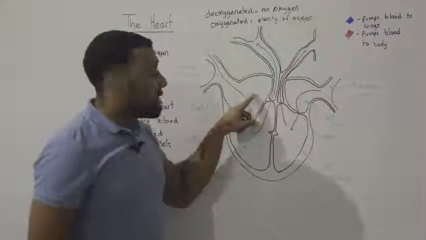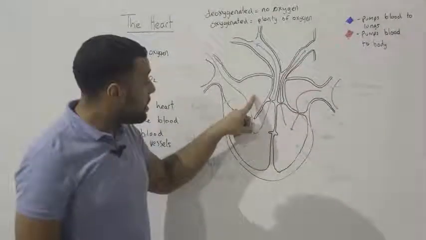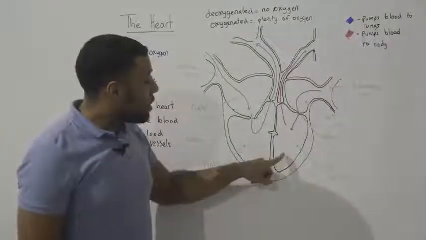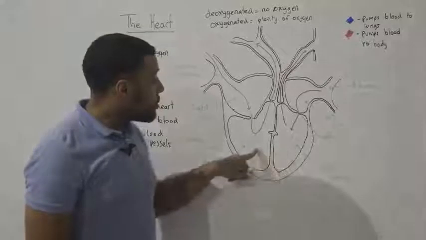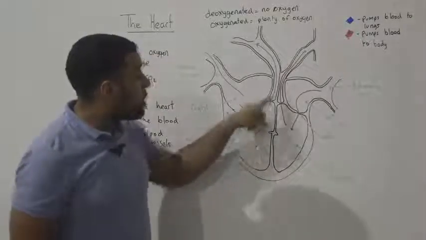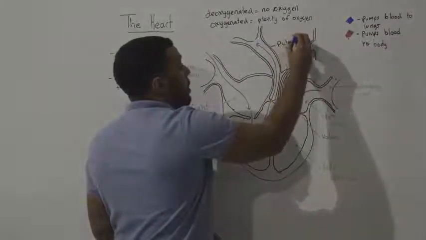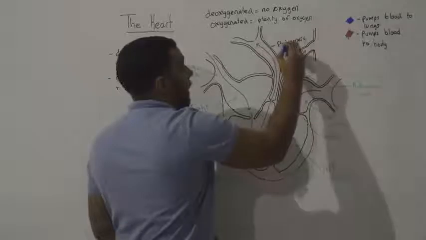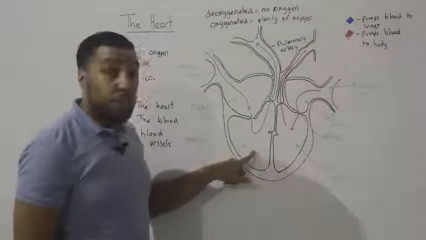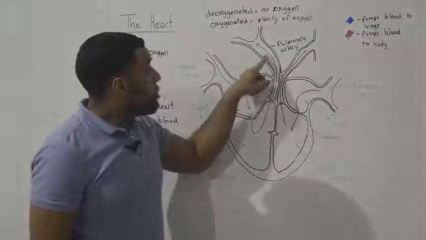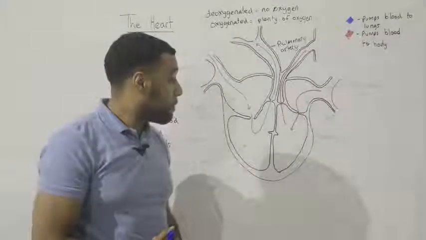What happens next is that the atria then contract. And as the atria contract, blood is squeezed or pushed into the ventricles. From the ventricles, you can see that blood is then pushed to the pulmonary artery. So blood is pushed from the right ventricle through the pulmonary artery to the lungs, where it can collect oxygen.